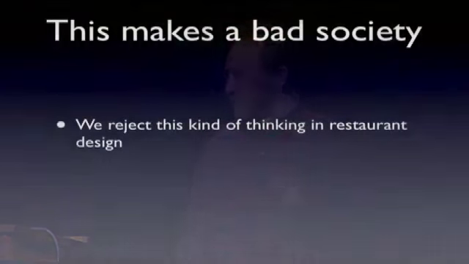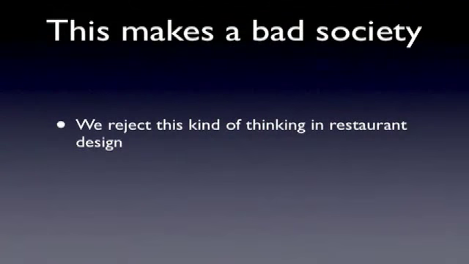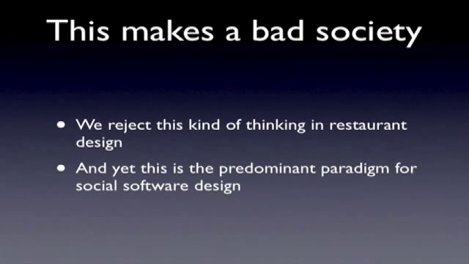We reject this kind of thinking in restaurant design, and yet this is the predominant paradigm for social software design. We sit down and we think we're going to design a website. We think of all of the bad things people might do, and we make sure that we have controls and permissions, everything to prevent people from doing the bad things, right? And this has two effects. The first effect is, when you prevent people from doing bad things, there are often very obvious and direct side effects that you prevent them from doing good things.